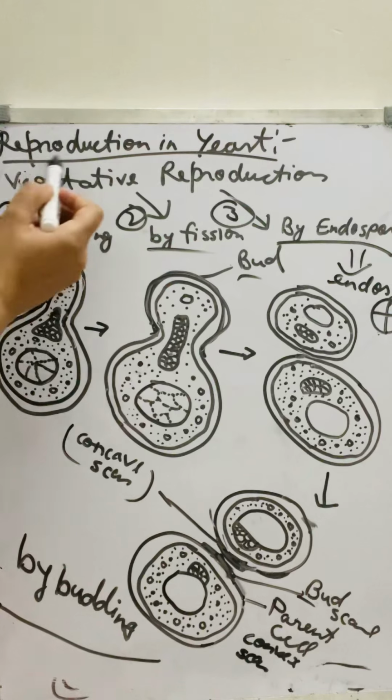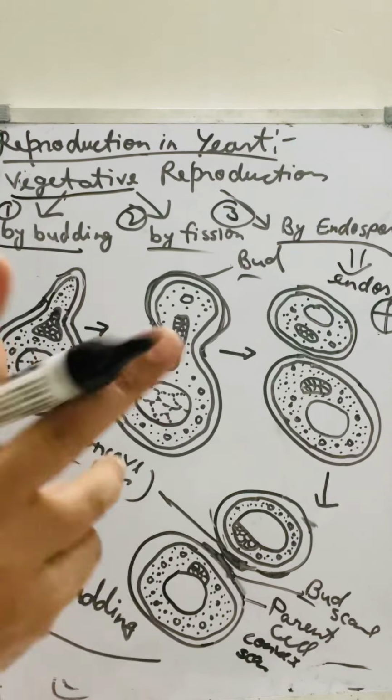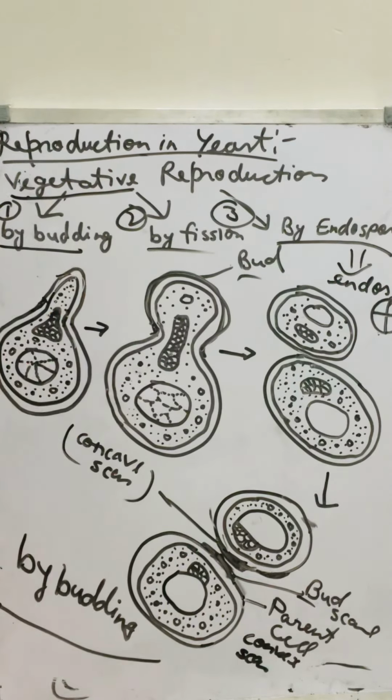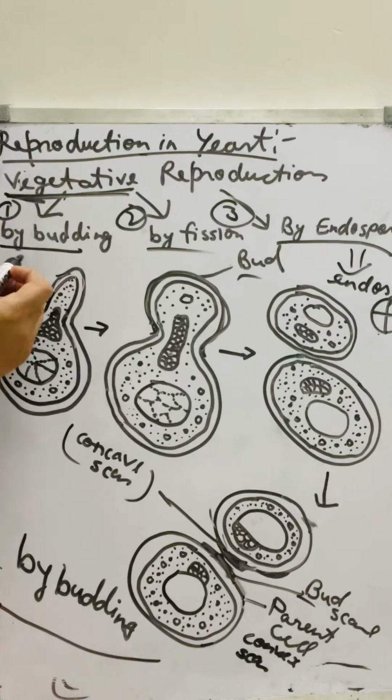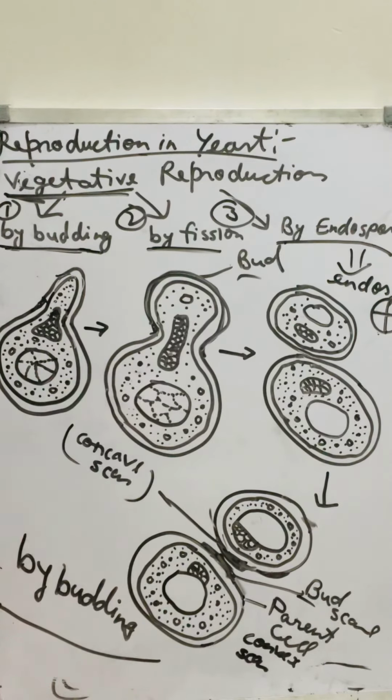So today's topic is reproduction in yeast. There are two kinds of reproduction, vegetative and sexual. How sexual? I'll tell you in the next video. Now the first is vegetative reproduction. The vegetative reproduction is done by three processes. The first one is by budding, number two by fission, number three by endospore. So now the first is the budding process.